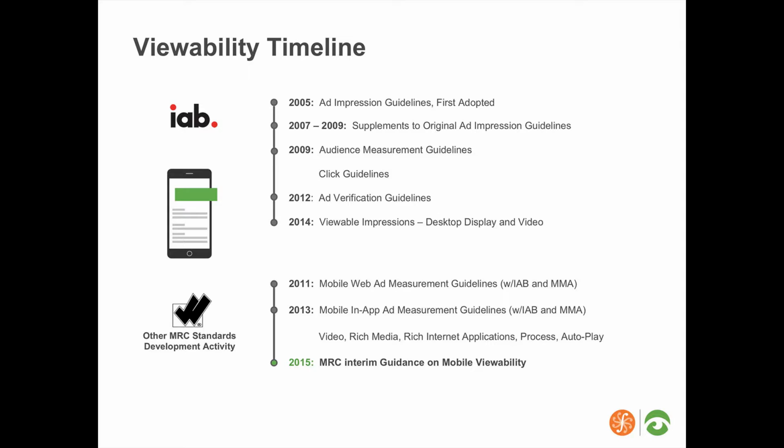And just last year, the viewable impression standards for desktop display and video were released by the IAB and endorsed by the Media Ratings Council, or the MRC. And that brings us to today, where the industry is just getting started on mobile viewability guidelines. In May of this year, just a few months ago, the MRC released interim guidance on mobile viewability. This interim guidance provides the foundation for our future standards.